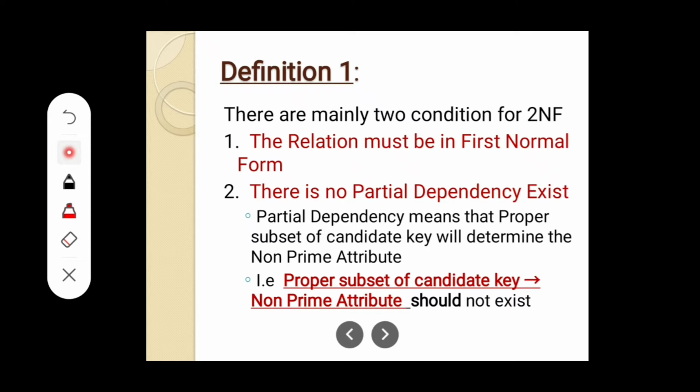For example, look here. Here we have a candidate key AB. Our candidate key is AB. And what will be our prime attributes? Prime attributes will be A comma B.